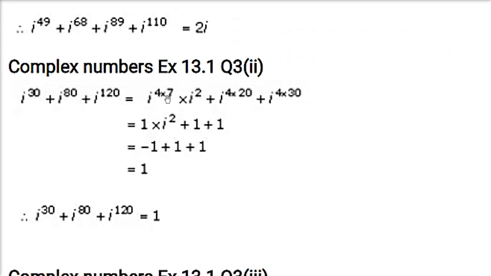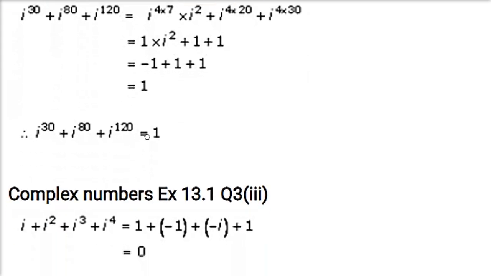Here also i to the power 30. 30 can be written as 28 plus 2, 7 4s are 28, plus 2. 80 is 4 into 20. 120 is 4 into 30. So this is 1, this is 1, 1, 1. And this is 1. And i square is minus 1. So you get 1 and minus 1, they get cancelled. You get only 1.